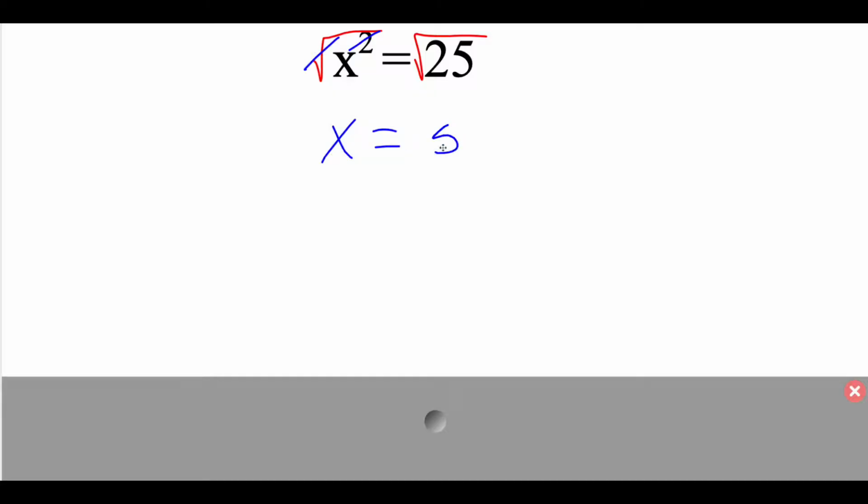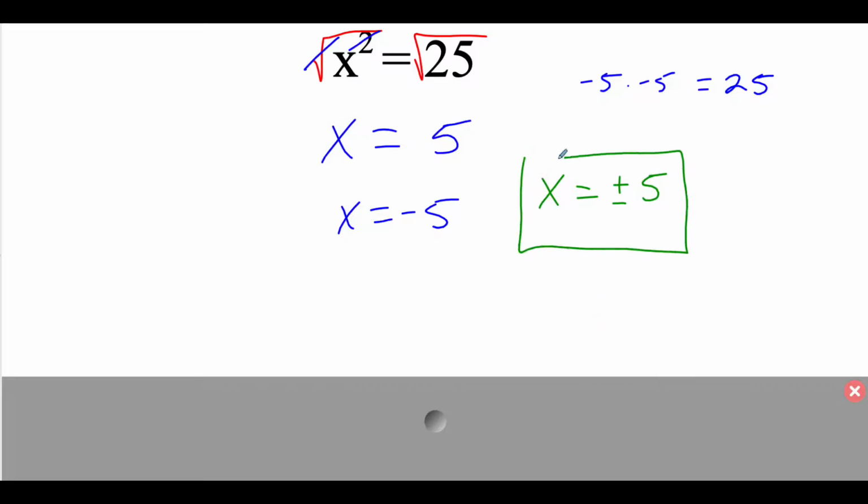Most people automatically can find 5. But there's actually another number that will work as well. 5 times 5 gives us 25, but also if we did negative 5 times negative 5, well, taking two negatives and multiplying them together results in a positive answer. So that would also be 25. So 5 works, but negative 5 also works. Now we can put both of these answers together, and the way we do that is by putting a plus and a minus in front of the 5. So saying x equals plus or minus 5, that means that x equals 5 and x also equals negative 5.